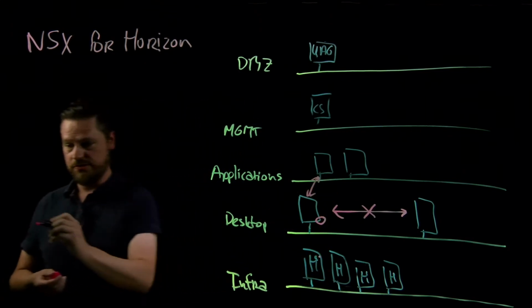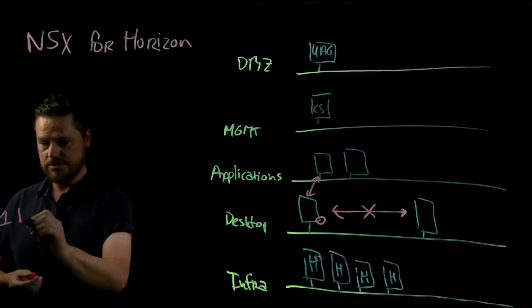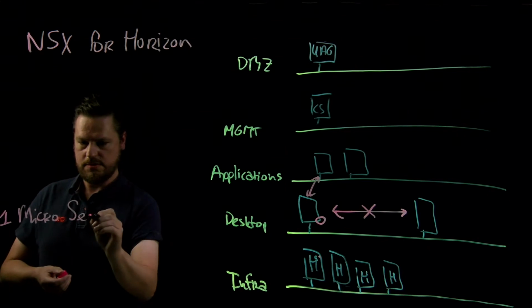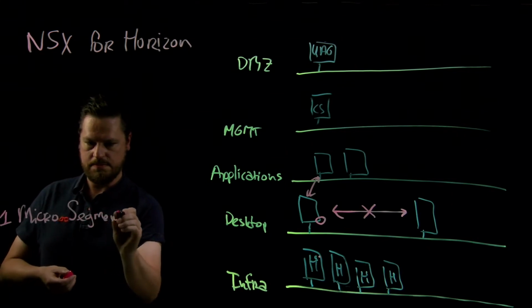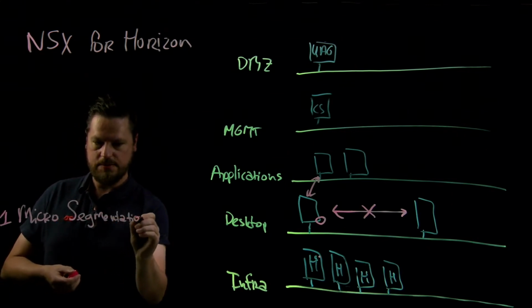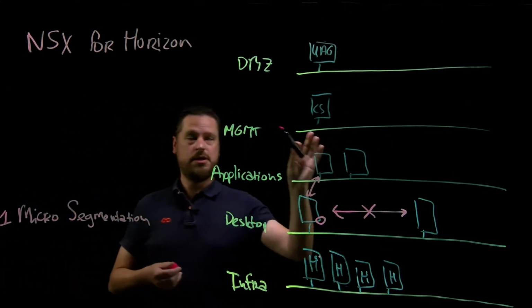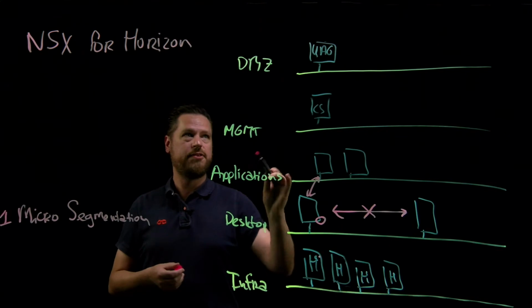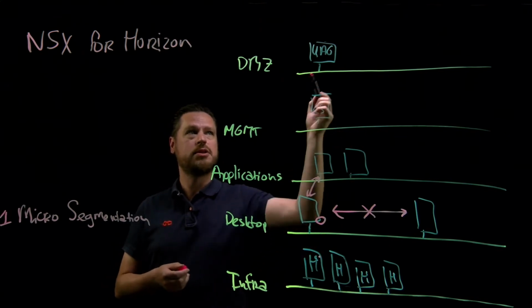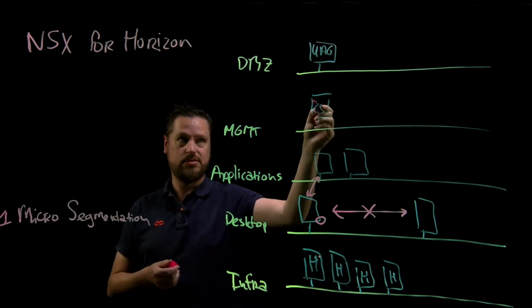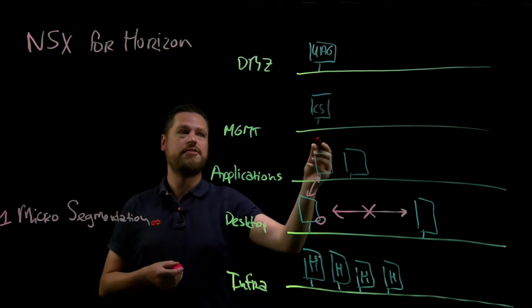So the first use case, micro-segmentation. And within micro-segmentation we have the static ruling, so the things that we need for the Horizon stack to function. So we know that UAG traffic needs to be connected to the connection server, so that traffic is allowed.